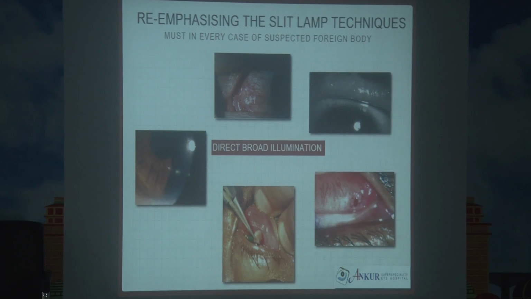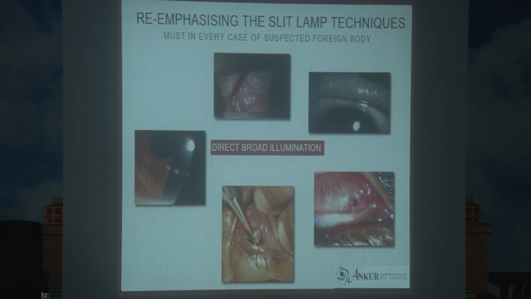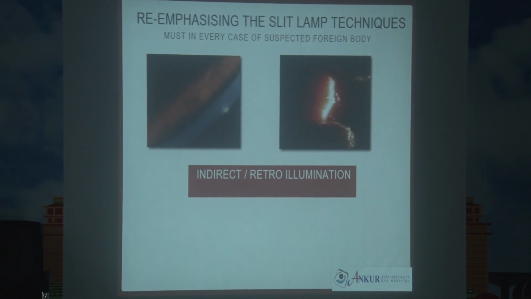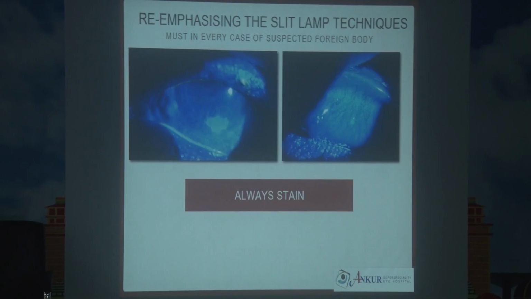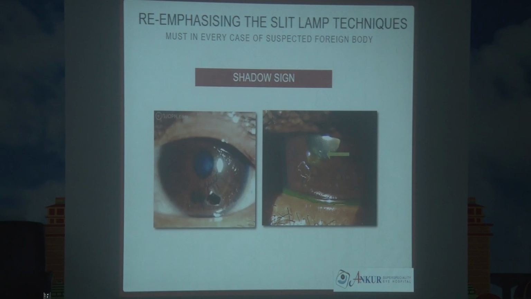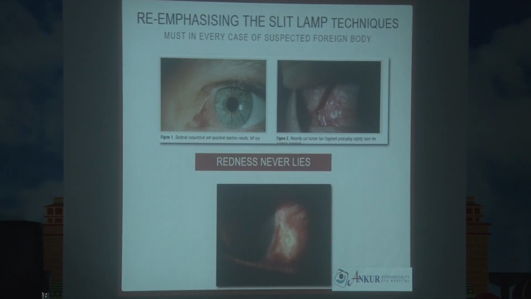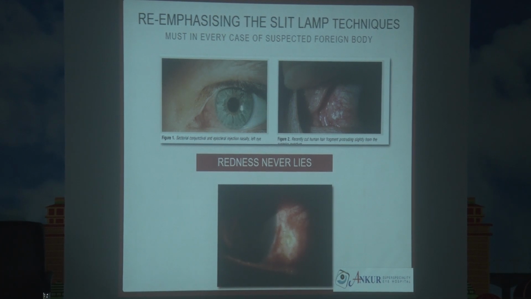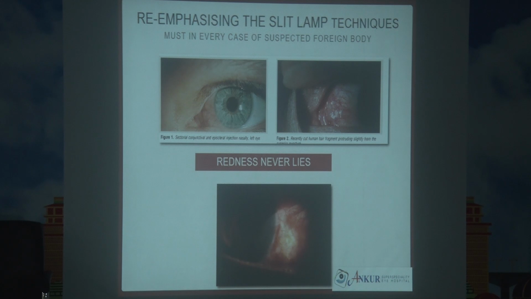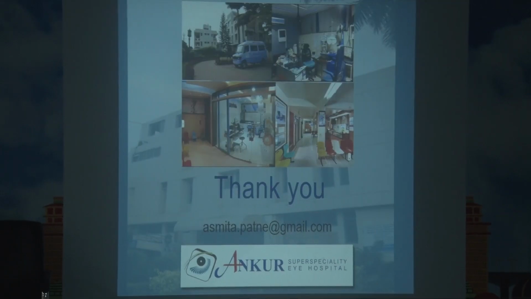Asmita, can you conclude? So summarizing, direct broad illumination, after which do an indirect or a retro illumination, always stain, look for the shadow sign, and lastly, redness never lies. So when there is localized redness in an area, search in that area, you will find something. Thank you for your kind attention.